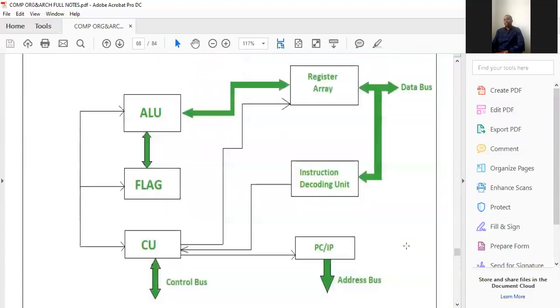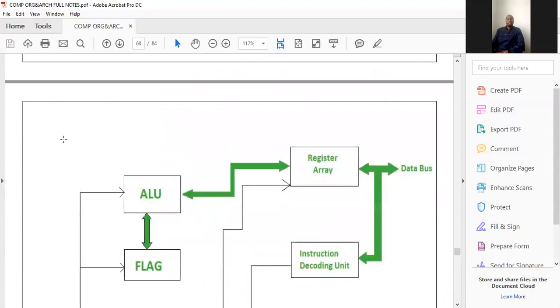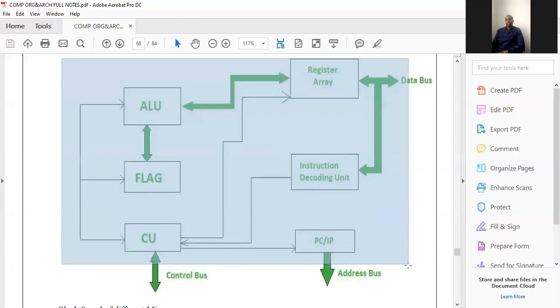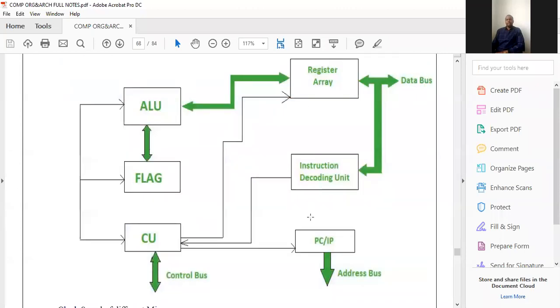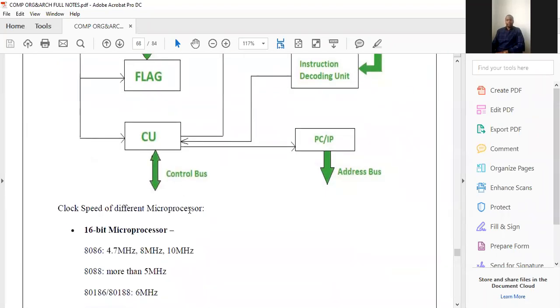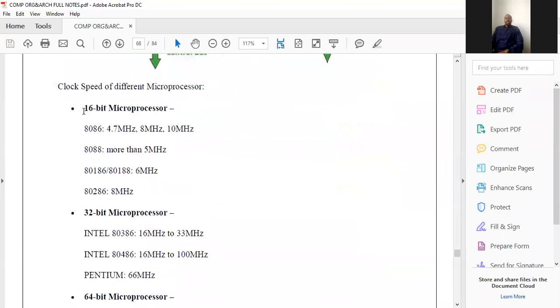Okay. Now, in an exam scenario, you can actually be given this particular structure of the microprocessor, and then you are told to name each of these parts and what their function is. I have just explained the function of each. All right. So, clock speed of different microprocessors.